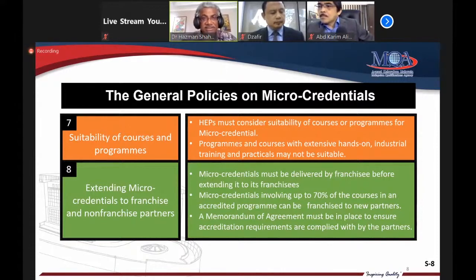But ultimately, the institution responsible for the MC needs to ensure that there is good, clear agreement in terms of quality assurance, because these are coming from accredited programs. So if the partners are not living up to their part of the agreement, then it can actually affect accreditation. So it's important that providers are careful and do their due diligence in terms of selecting partners and monitoring how they are implementing the micro-credentials, to protect the accredited status of the program and also the micro-credentials that are drawn from these programs.